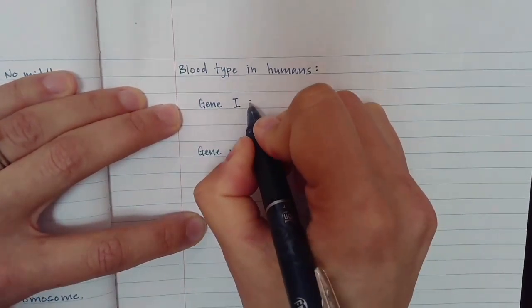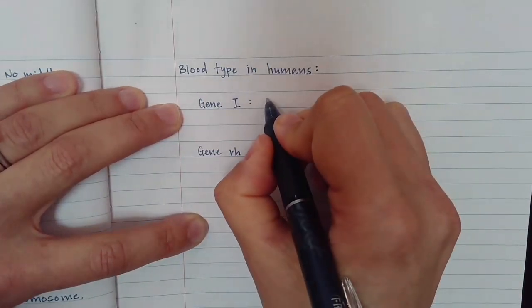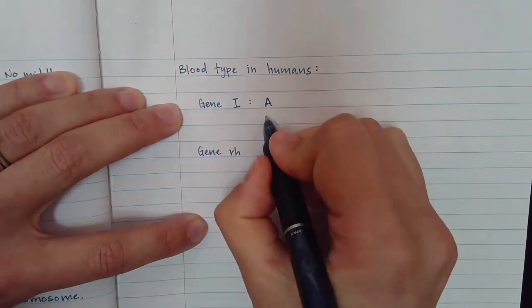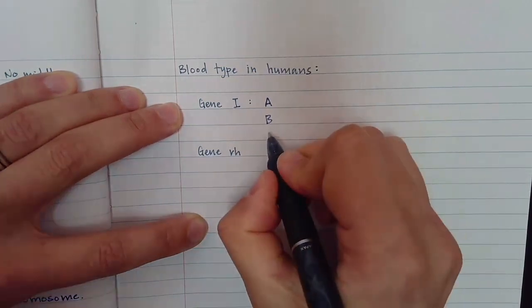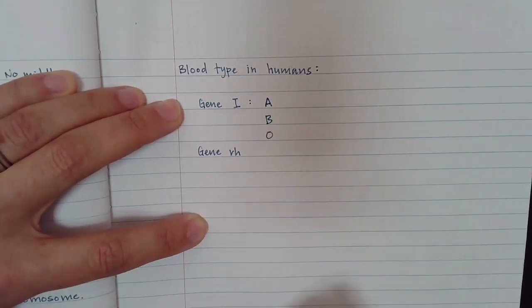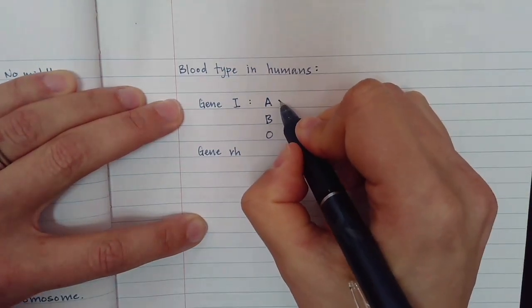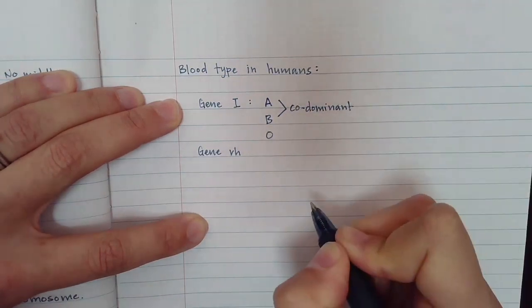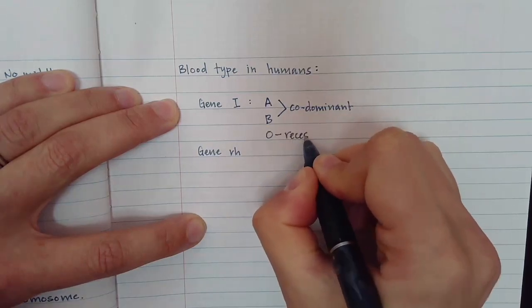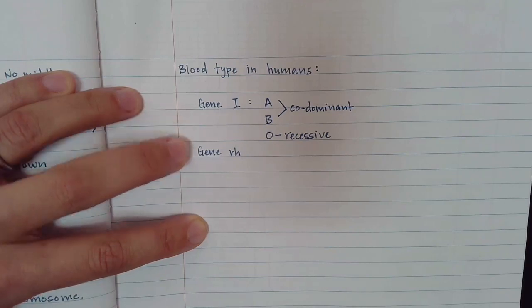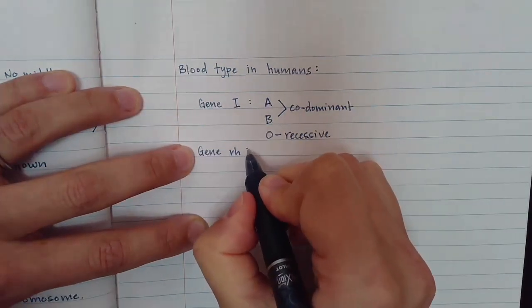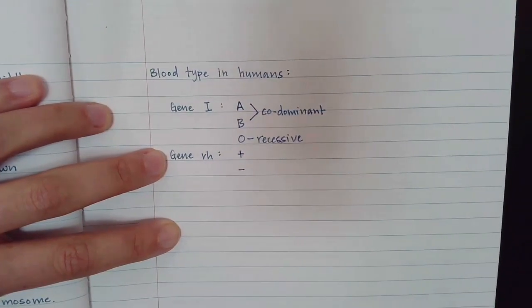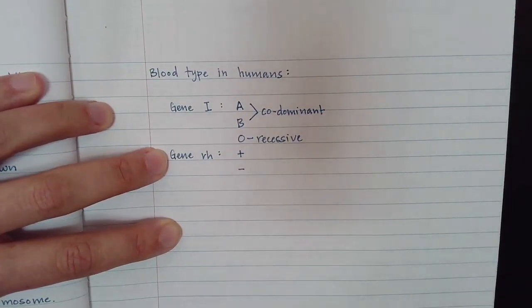So our I protein has some options. You can either have IA, where you have the A allele, or you can have the B allele, or you can have the O allele. And it gets even trickier because A and B are co-dominant. And O is recessive. Then on top of that, I've got my Rh gene, which can either be positive or negative. I'm going to use some different colors to show how this works. But remember that genes code for proteins.